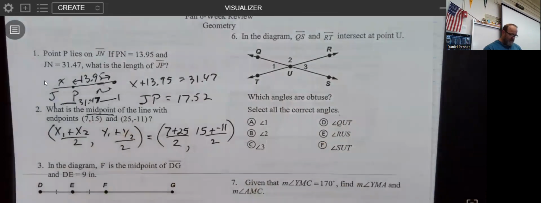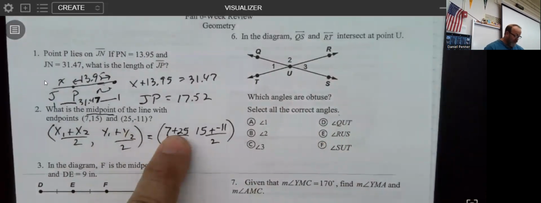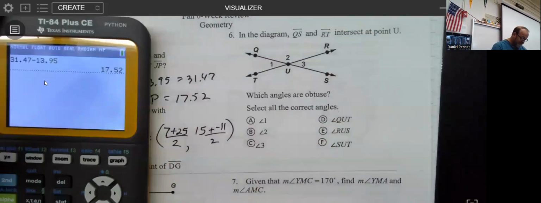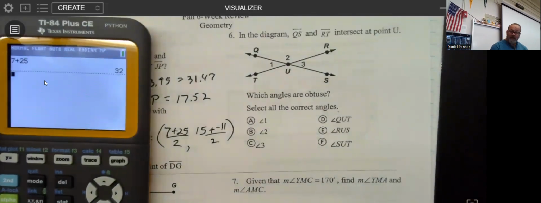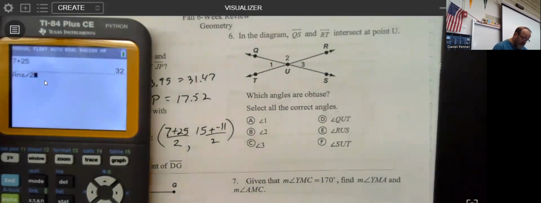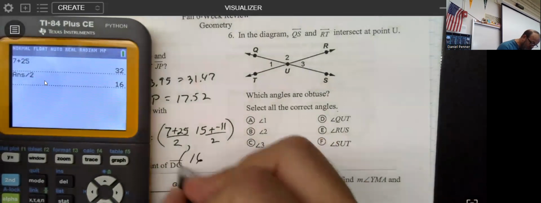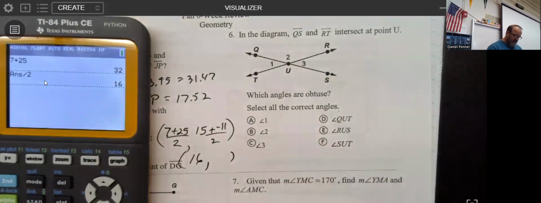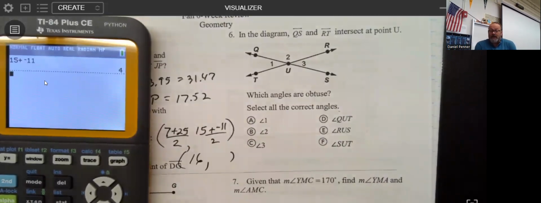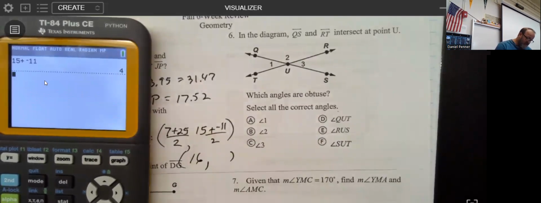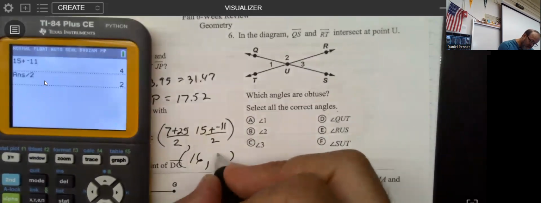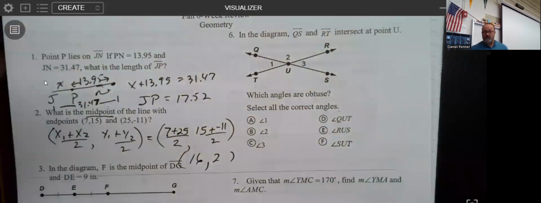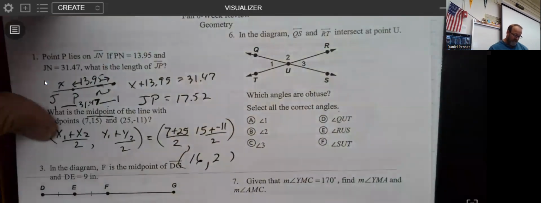Well, putting that all together, 7 plus 25 is 32. And if I divide that by 2, I'm going to get 16. So the midpoint is 16 comma. Now keep in mind, I'm taking 15, and to that I'm adding negative 11, which gives me 4. It is really just 15 minus 11, but we're really technically adding. And so of course, if I divide that by 2, I got 2. Now we really didn't need a calculator for that, but I know some people feel very comfortable when they have one.